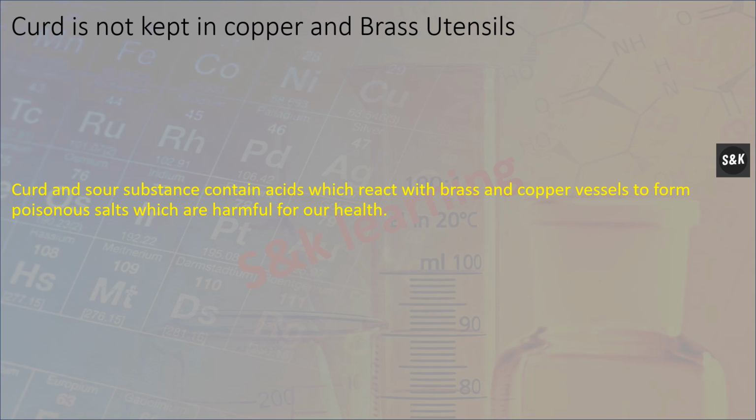Curd is not kept in copper and brass utensils because curd and other sour substances contain acids which react with brass and copper vessels to form poisonous salts, which are harmful for our health.